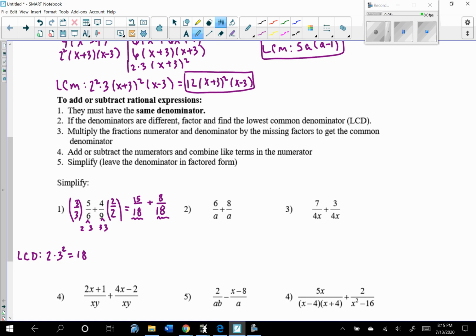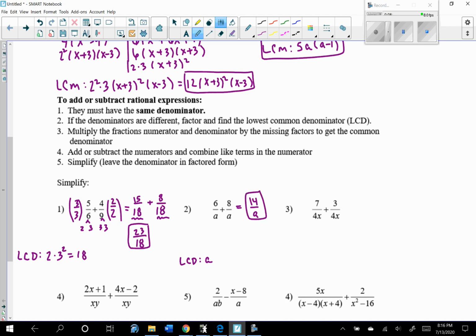Now that I have a common denominator, I can combine the numerators over my common denominator. So 15 plus 8 is 23, and your common denominator stays the same. Of course, if you could reduce, you would always want to reduce. In this case, we cannot, so that is my solution. If we look at number 2, notice the denominator is already the same, so that means my least common denominator is just a. I don't have to do anything here except combine the numerators over my common denominator. 6 plus 8 is 14 over a.